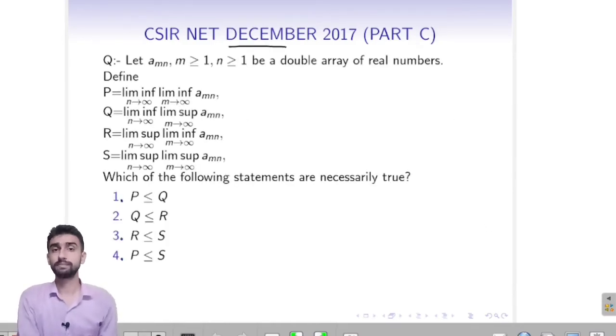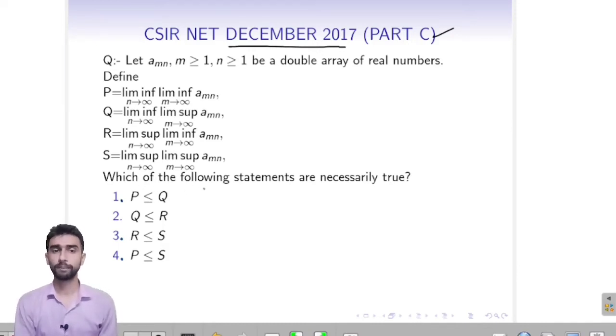The next question was in December 2017. It was a part C question, so more than one option can be correct. Now a_mn is a sequence where m is greater than or equal to 1 and n is also greater than or equal to 1. Be a double array of real numbers, and these things are defined. So it is checking whether P is less than or equal to Q or not.